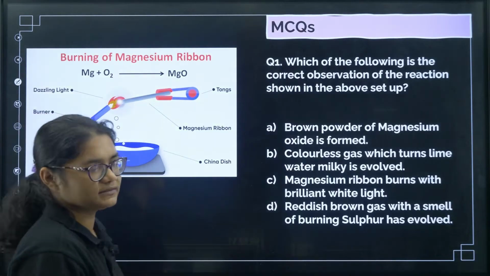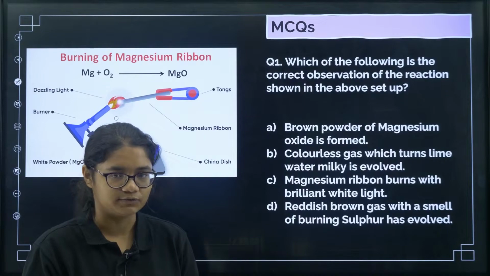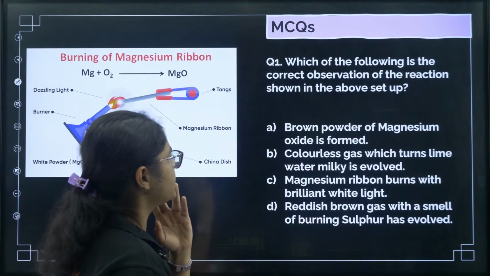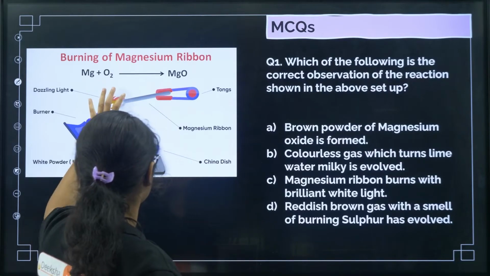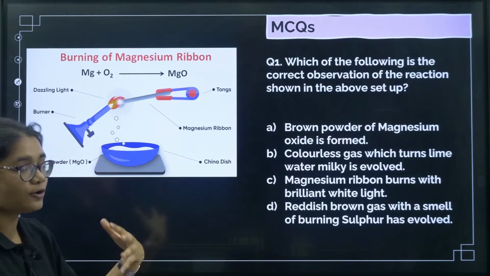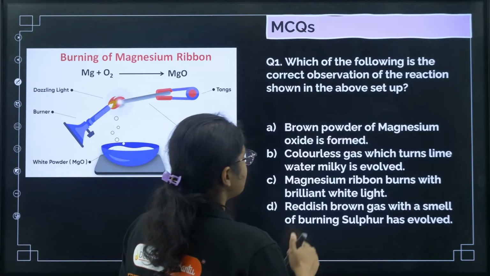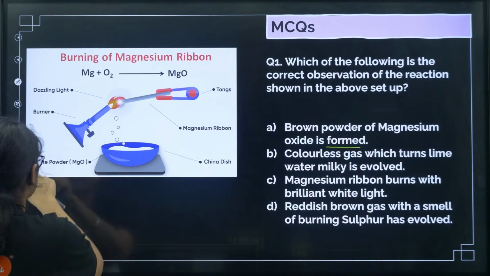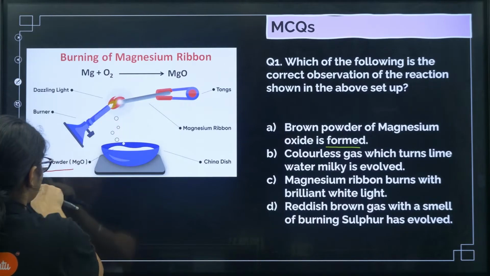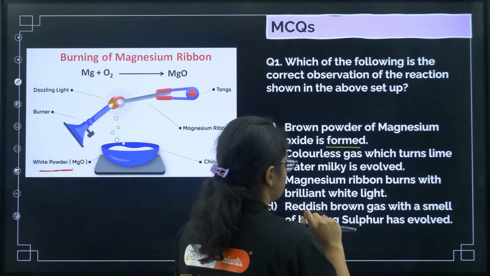There is a question now. We'll be doing more practice of questions. Which of the following is the correct observation of the reaction in the above setup? Here one reaction is going on. What is the correct observation for that? Brown powder of magnesium oxide is formed. Can you see any brown powder? You can see it is written here white powder, right? So this is a wrong statement.